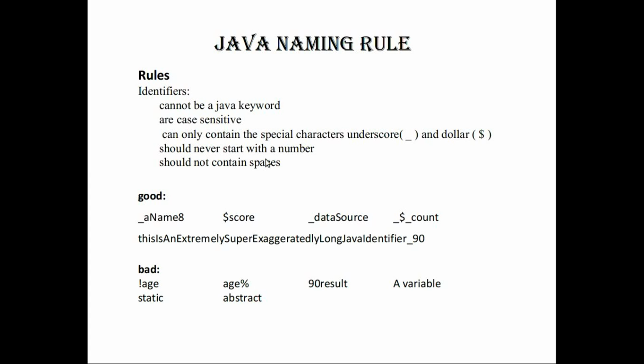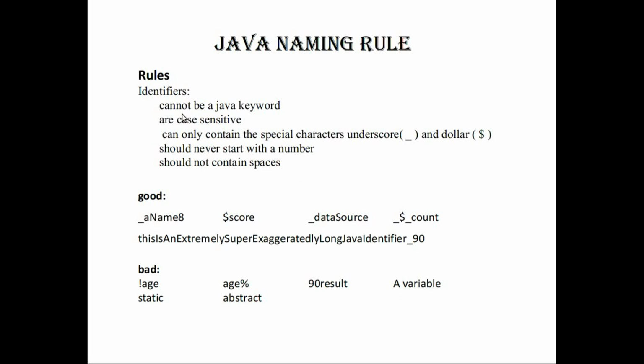Now, the next rule: an identifier should never start with a number. If you start to name an identifier with a number, the Java compiler is going to complain. And down here, you should not add spaces when naming identifiers. Down here, I have some good identifiers and bad identifiers.